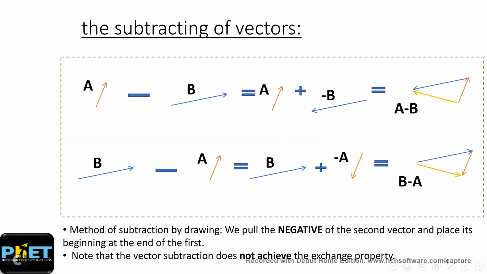So you need to note that the vector subtraction does not achieve the exchange property. And the method of the subtraction is by drawing. We take the negative of the second vector and place its beginning at the end of the first one. You can use the PhET simulation site to play with vectors and add them together.